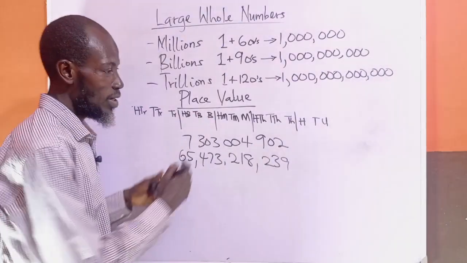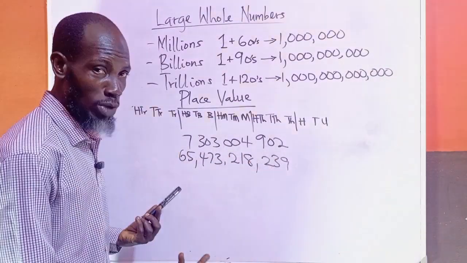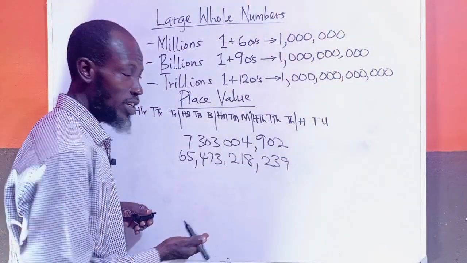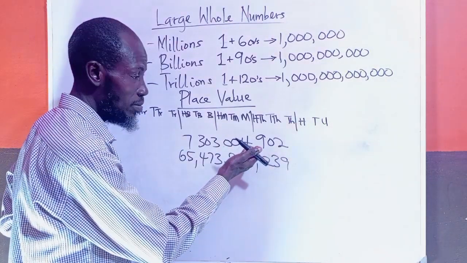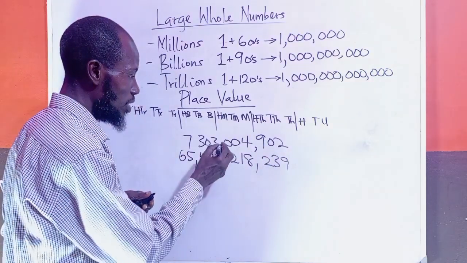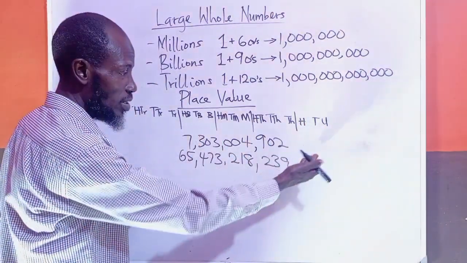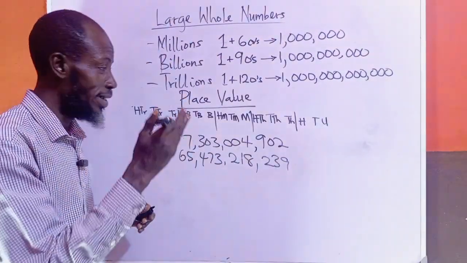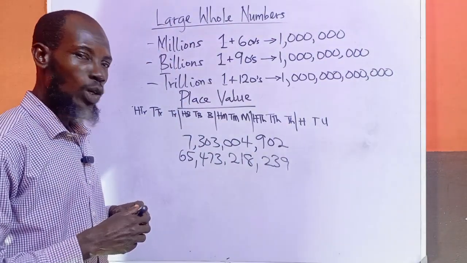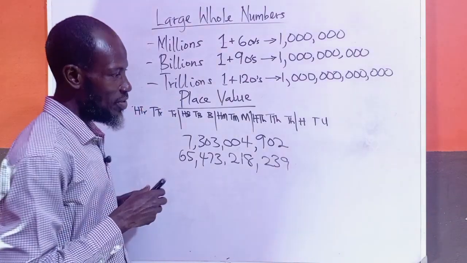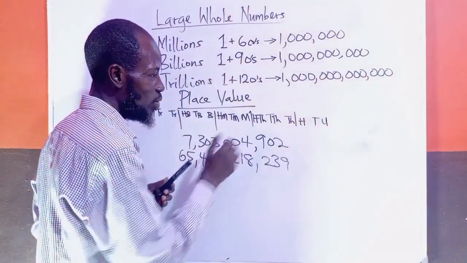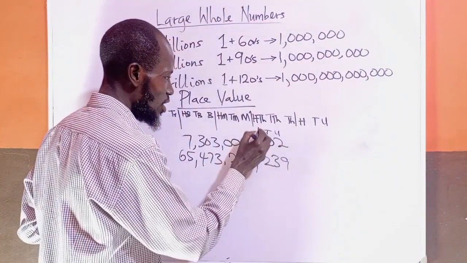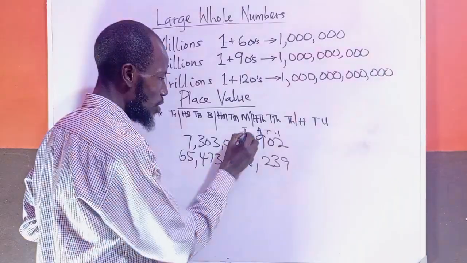If you look at the number we are given, these are very large whole numbers. We can create a space in between them by putting commas to separate them. We start from the right: 1, 2, 3, 1, 2, 3, 1, 2, 3. Like that. If you follow the sequence of the place values, this will be the units, this is tens, this is hundreds, and this is thousand.